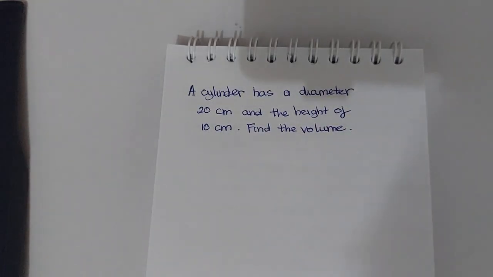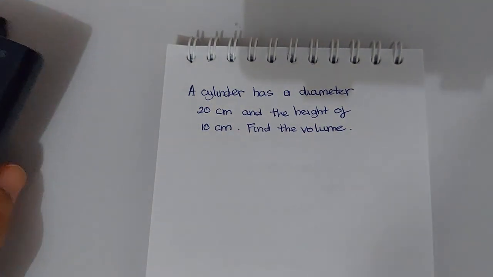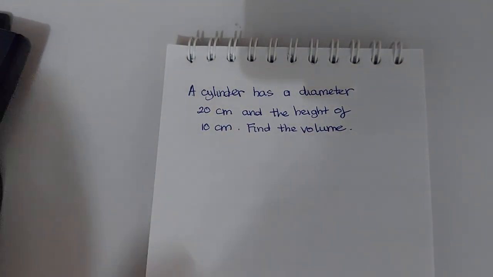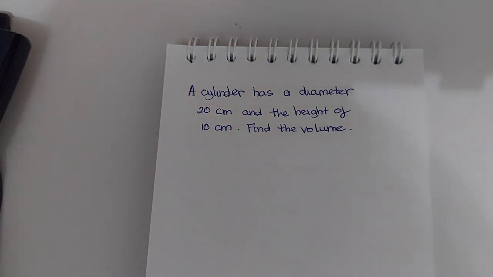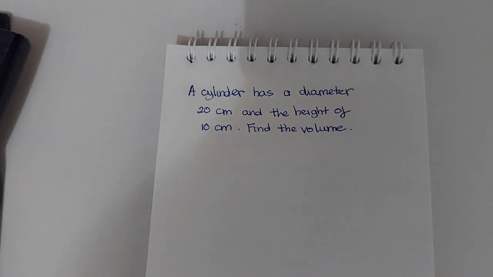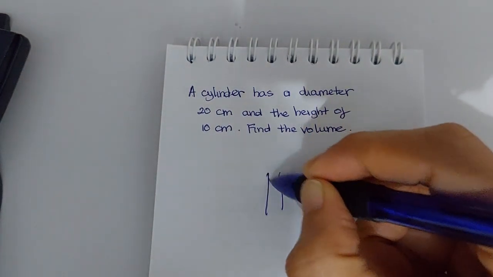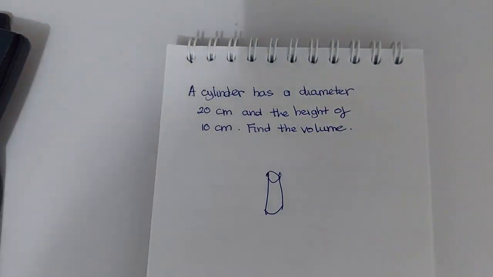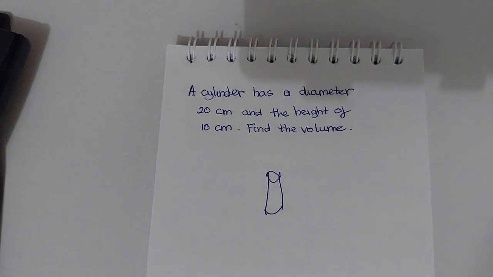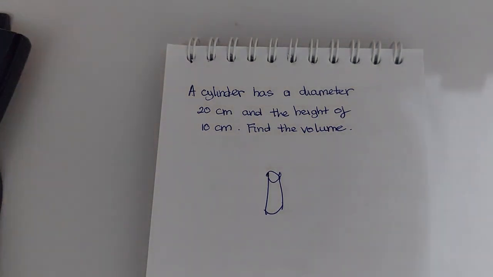We're dealing with many questions here, but we need to finish it. And I hope this video will help you to do great for the mock test 3. Yeah. So a cylinder has a diameter 20 centimeter and the height of 10 centimeter. Find the volume. Okay. Cylinder guys, like this one. That one is not a proper cylinder, but still it's a cylinder for me.